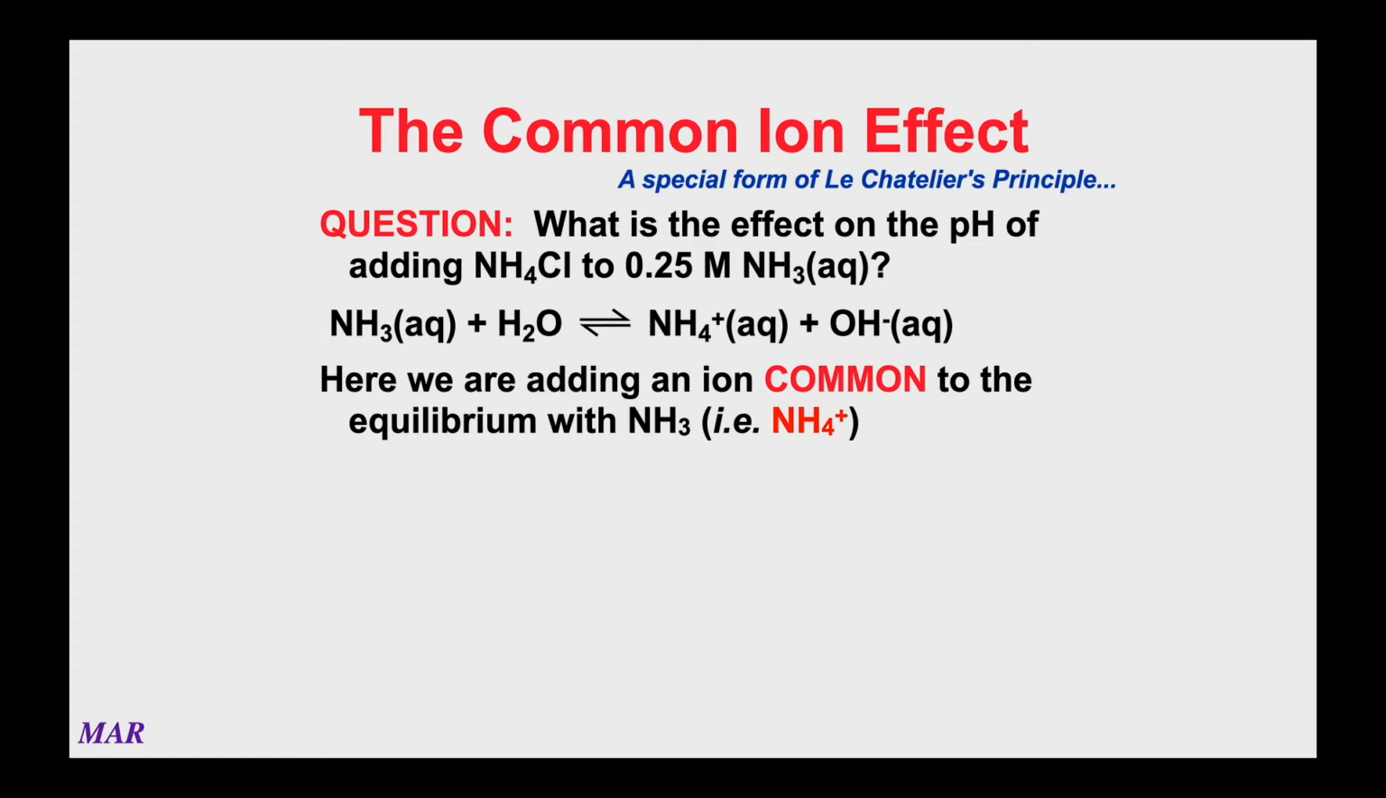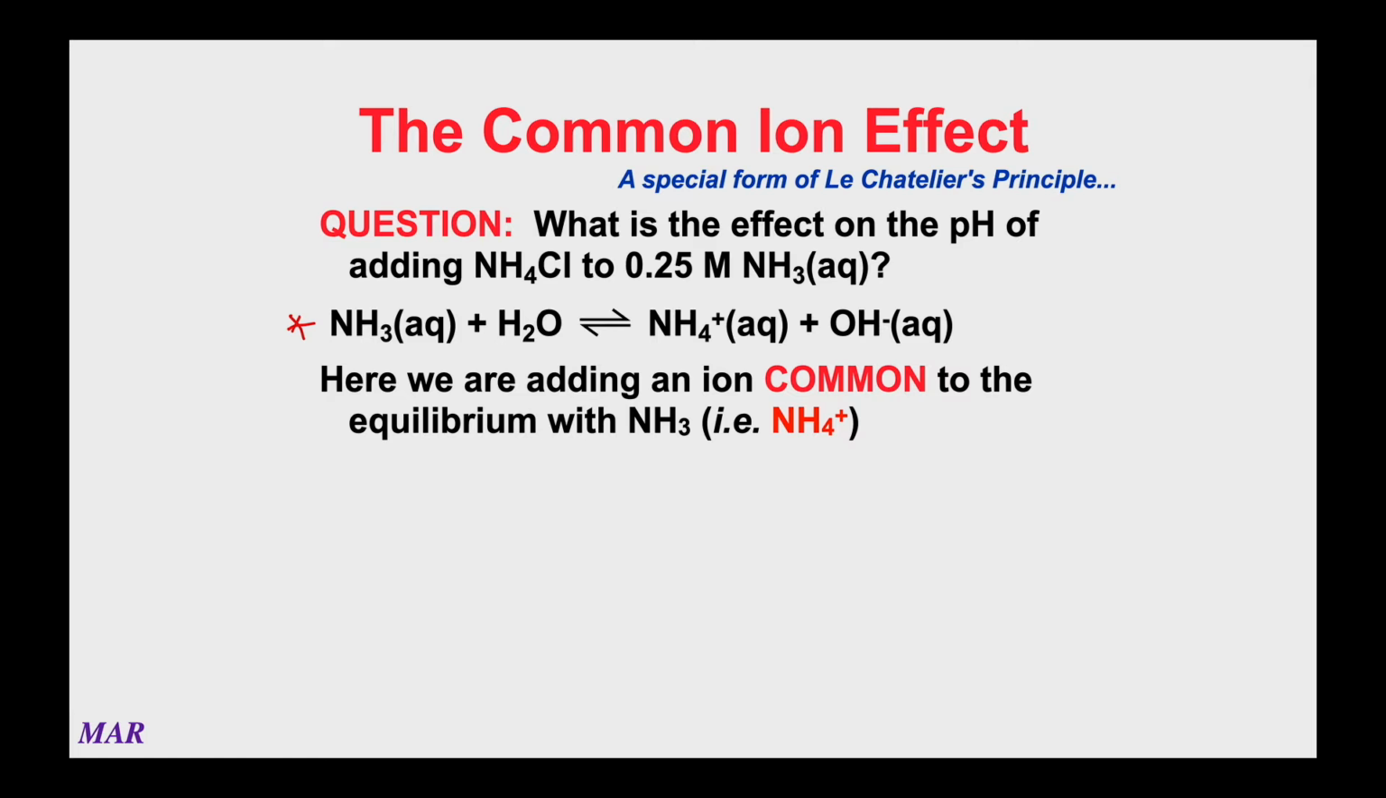Here's the question. What is the effect on the pH of adding ammonium chloride to 0.25 molar ammonia? All right. Now, the ammonia equilibrium is right here. And like all weak bases, and ammonia is a weak base, ammonia reacts with water. It makes ammonium, the conjugate acid, and hydroxide. Ammonia is a base, so it creates hydroxide.